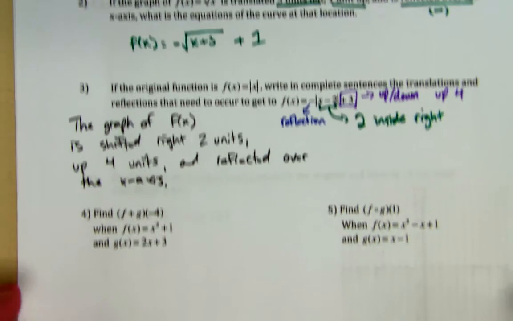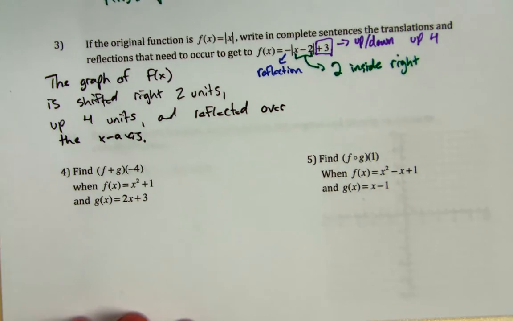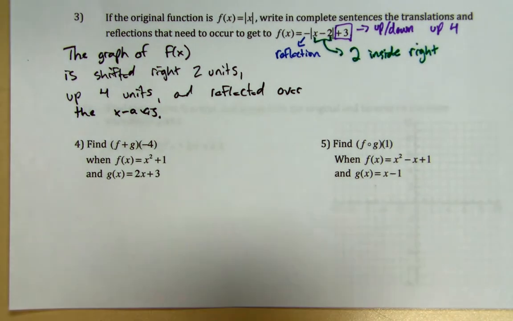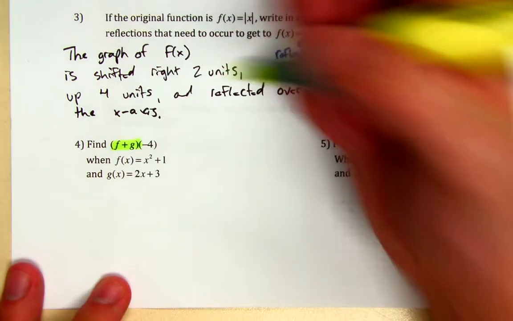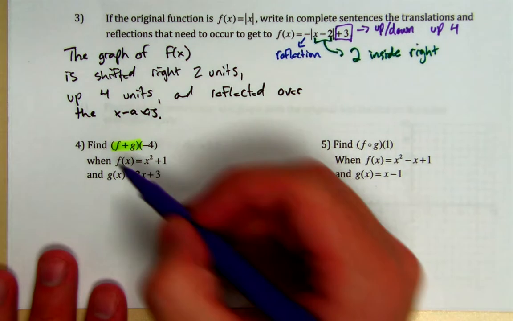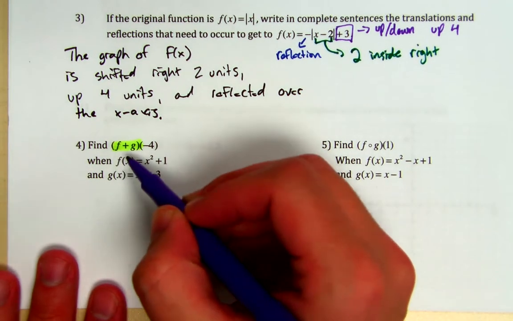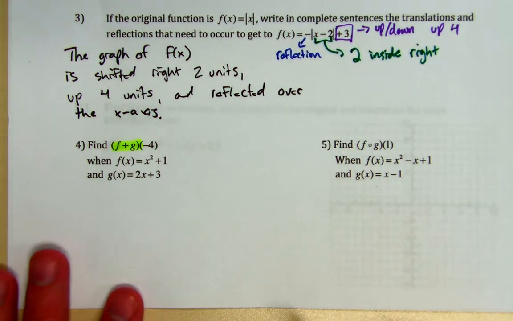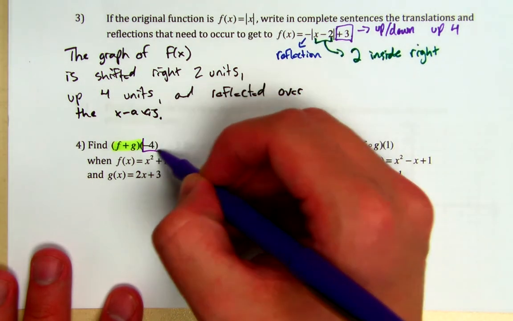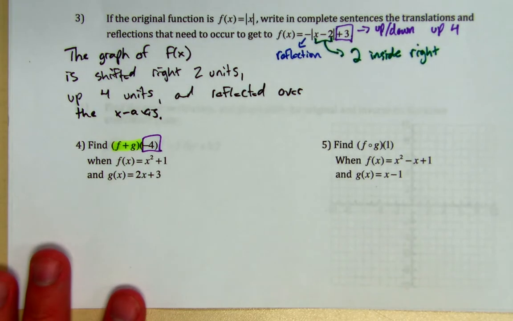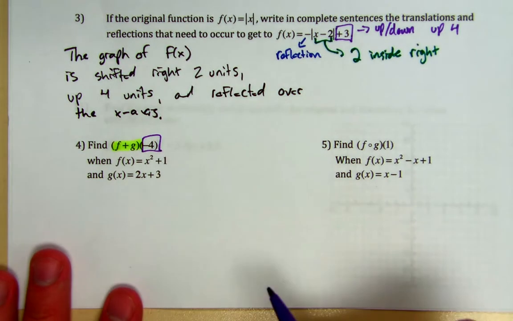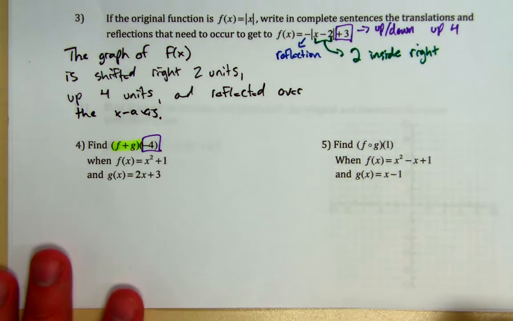So now let's move on and talk about combining and composition. So here I have f plus g. So that tells me I'm adding f plus g. So I need to add these two functions, f of x and g of x. And then I need to make sure that I'm evaluating at negative 4. So there's a few ways you can do this. You can combine these first and then evaluate, or evaluate each of them.